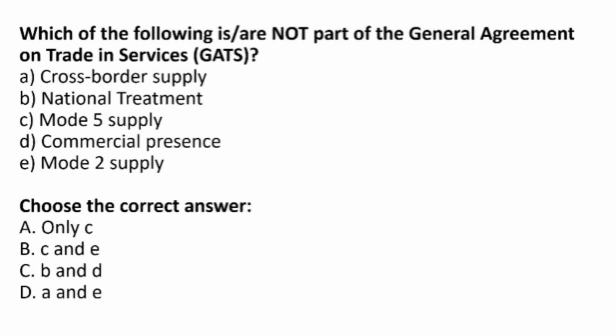Now let's move to the next question. Which of the following is or are not part of the GATS, that means General Agreement on Trade in Services? First you need to understand the question. It is asking what is not part of the General Agreement on Trade in Services. Options are cross-border supply, national treatment, mode 5 supply, commercial presence and mode 2 supply. Now you must be wondering what is mode 5 supply and mode 2 supply? I'll explain after announcing the answer. So the right answer is option C, that means only mode 5 supply.